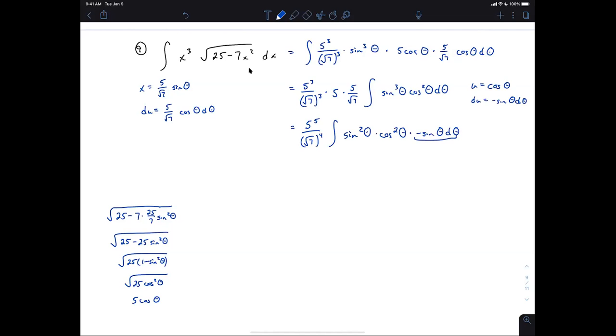We put a negative there, so then we multiply the outside by a -1 as well. And that gets us -5 to the 5th over 49, because square root of 7 to the 4th is 7 squared, which is 49. And then we want to rewrite this in terms of u, so we rewrite this one as 1 minus cosine squared theta times cosine squared theta times negative sine theta d theta.